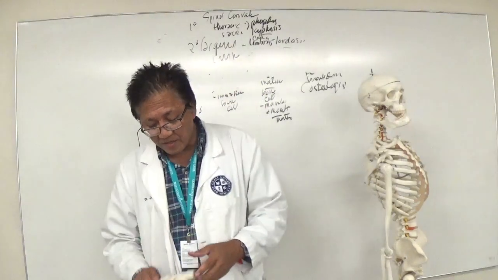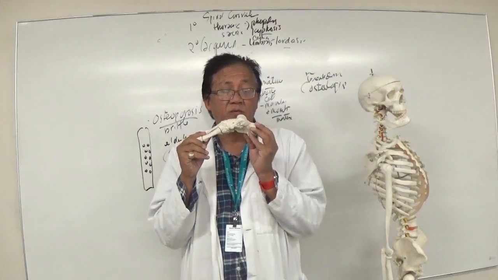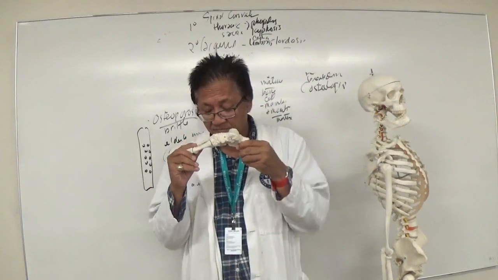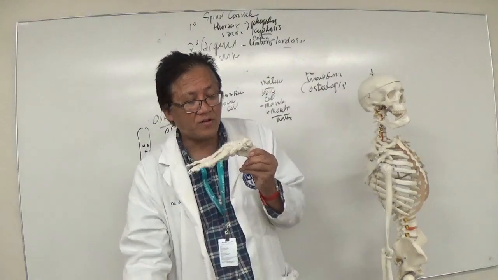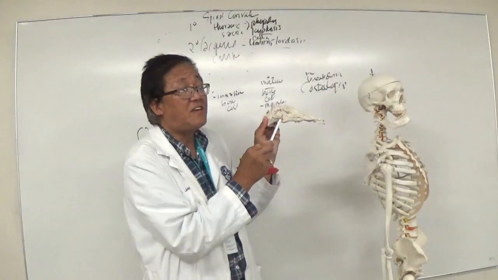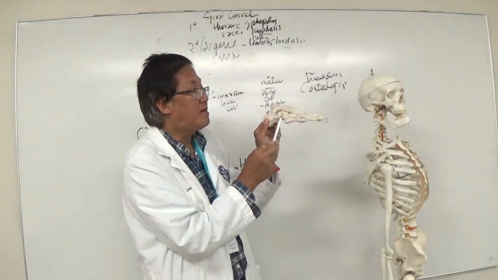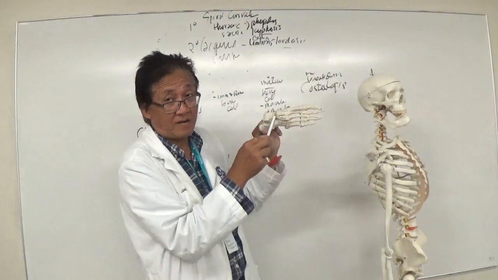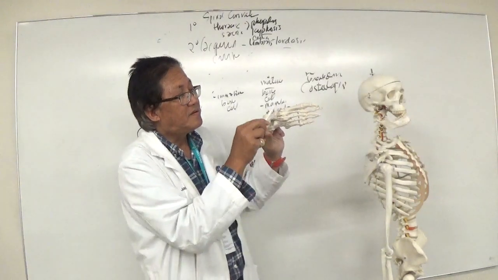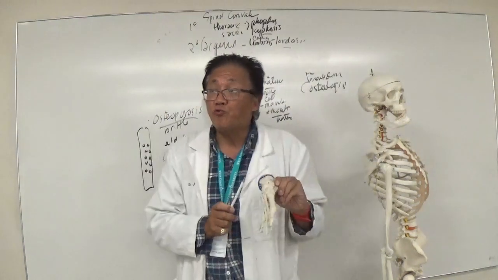And of course, the foot, right? So what is the heel bone? Calcaneus. What is the bone on top of the calcaneus? Talus. And what is the bone in front of the calcaneus? C for calcaneus, C for cuboid. Talus, navicular. And the 3 bones here? Medial, intermediate, and lateral cuneiforms.